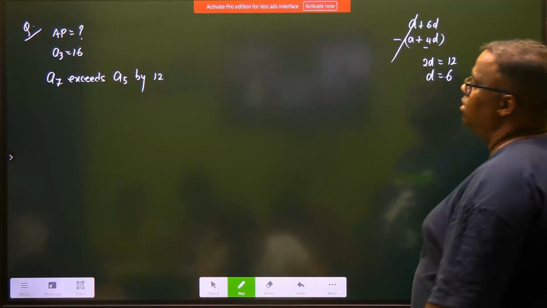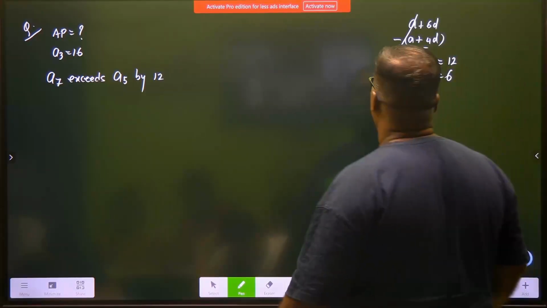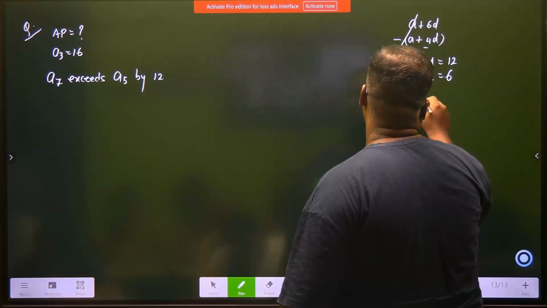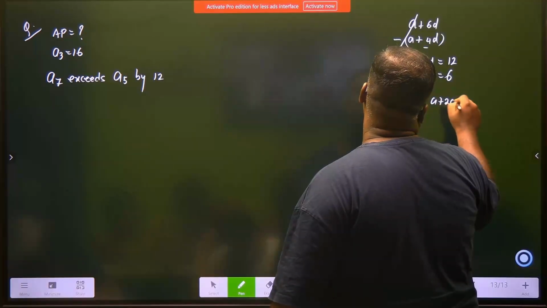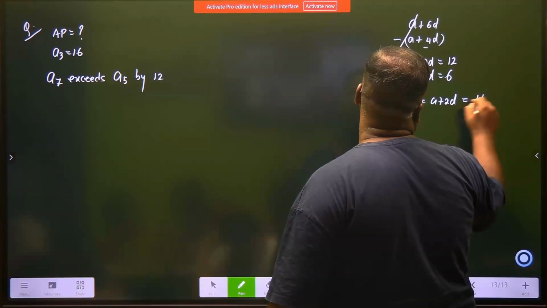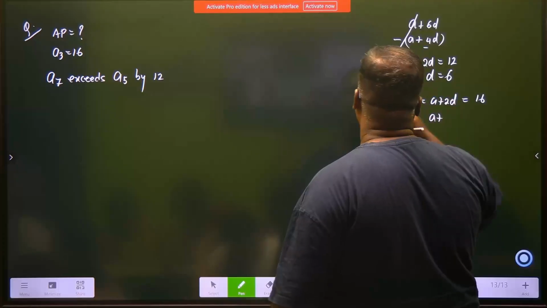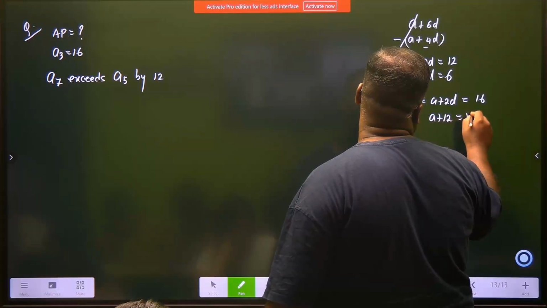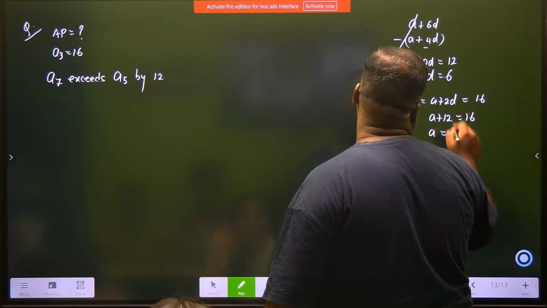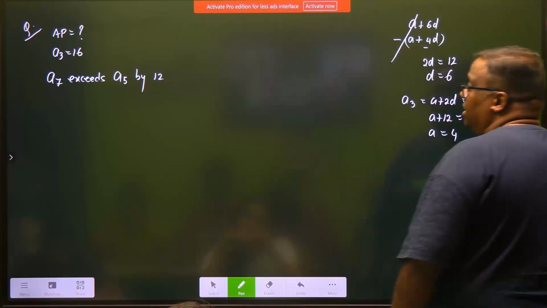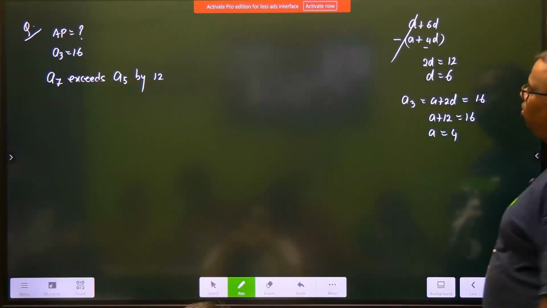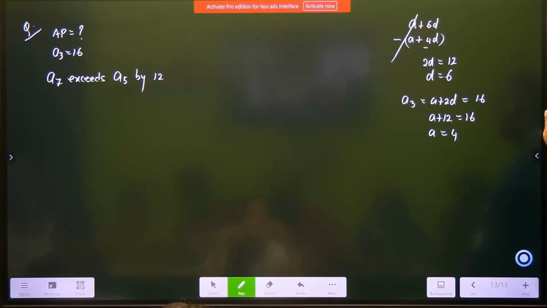Very good. So, we are given A3 is 16. So A3 is equal to A plus 2D, which is equal to how much? 16. So A plus 2 into 6 is 12 is equal to 16. That means A should be equal to 4. Now we have to populate the AP. Populate it, it will be 4, comma 10, comma 16.